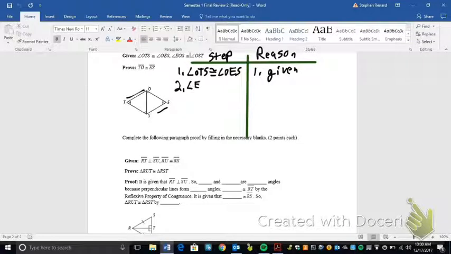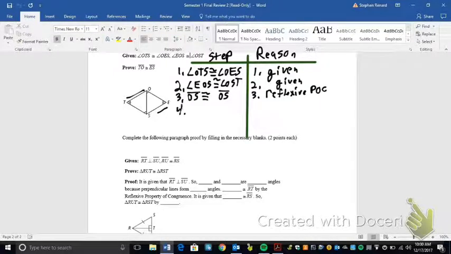And EOS is congruent to OST. Also given. Okay, we also know that OS is congruent to OS. And that is when something is congruent to itself, the reflexive property of congruency. Finally, we have TSO is congruent to triangle EOS. Now we can say that because of what we just did.